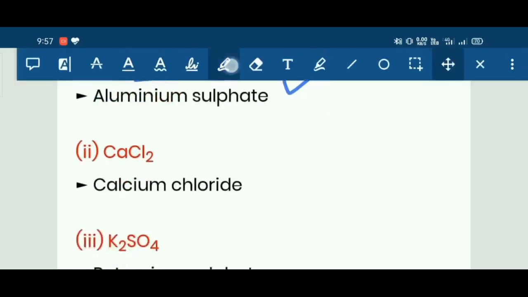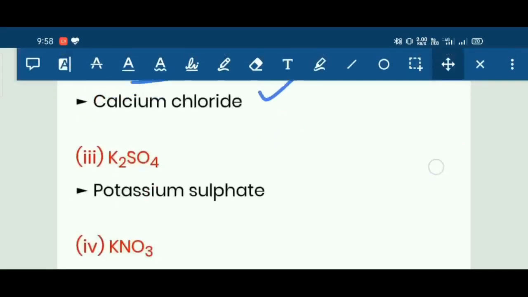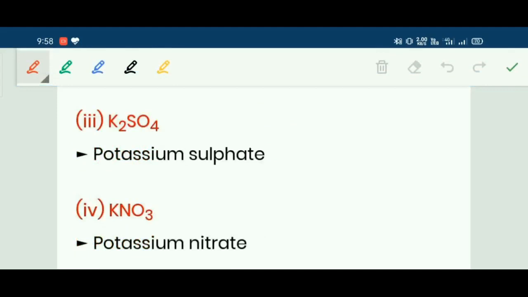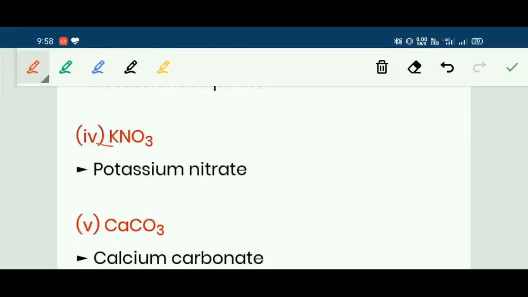Number 2, in this case, one ion is Ca, that is calcium, and second ion is Cl, that is your chloride. Therefore, name of the compound is calcium chloride. Third case, K stands for potassium, and SO4 is sulfate. So the name of the compound is potassium sulfate. And for the fourth part, it is KNO3, where K stands for potassium and NO3 stands for nitrate. So the name of the compound is potassium nitrate. So in this way, we can also identify the compound whose chemical formula is given.